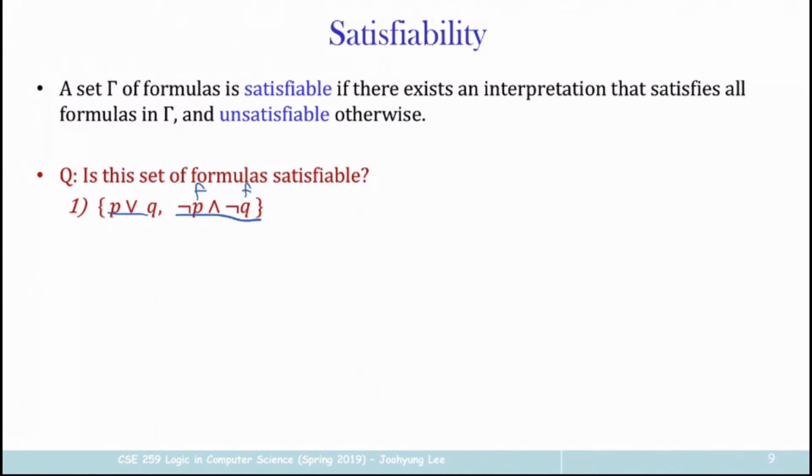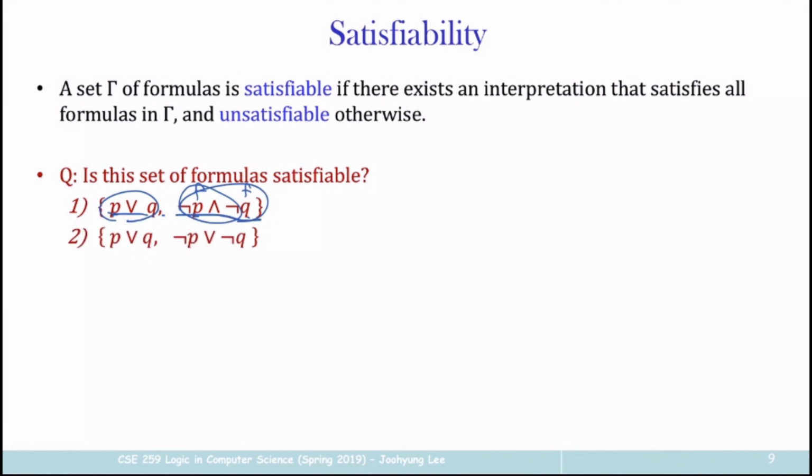The only hope was when P is false, Q is false, this could be true and true. But if you do that, P and Q are both false, then the disjunction is false. So you cannot find it. Or, the naive idea is, of course, you can enumerate all four interpretations and check it.